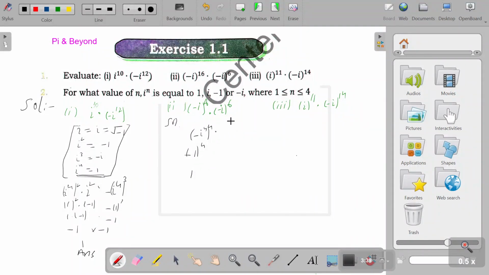And what? Minus iota whole power 6. We can write here minus iota power 4 into minus iota square, 4 plus 2 is 6. So this will multiply the result with this result. So minus iota power 4 is equals to plus 1, and iota square is equals to minus 1. So plus into minus 1, minus 1 times 1 is equals to 1. So this is the result of this solution.